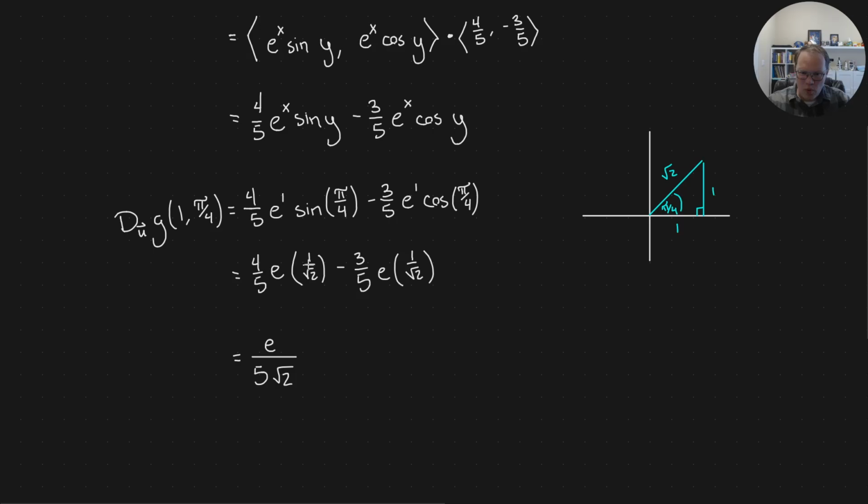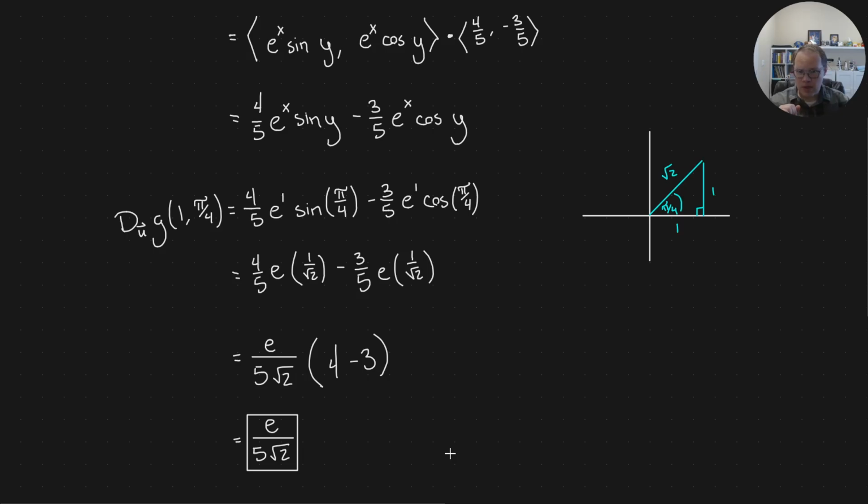And then the 1 in the numerator, you could just stick it by the e if you want, but 1 times e is just e. Okay, that leaves me, once I take all that out, with a 4 here and a 3 here. So 4 minus 3 is just 1, so my final answer is e over 5 square roots of 2. That's the rate of change of function g at the particular point (1, pi over 4) in the direction of vector u.